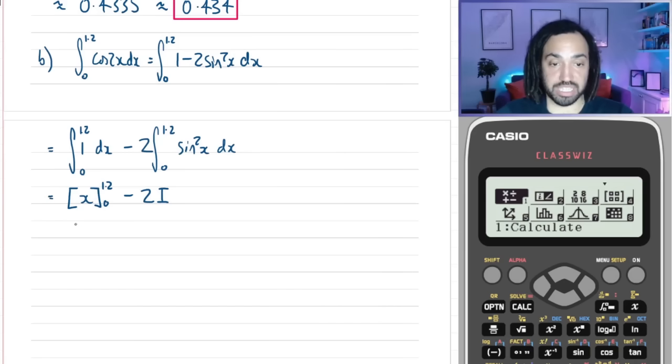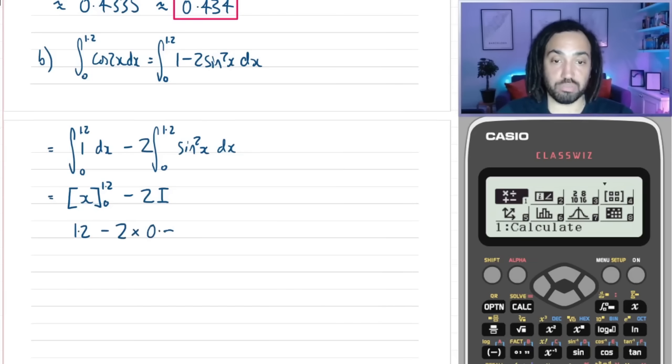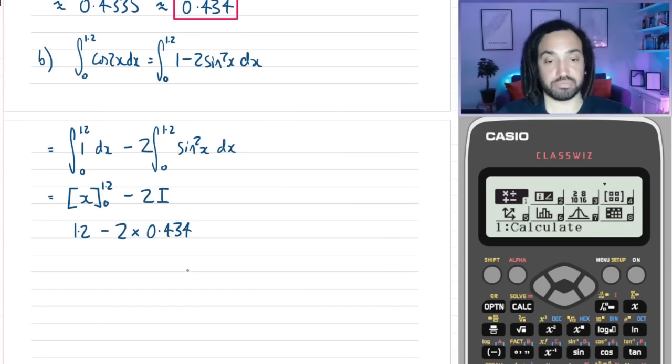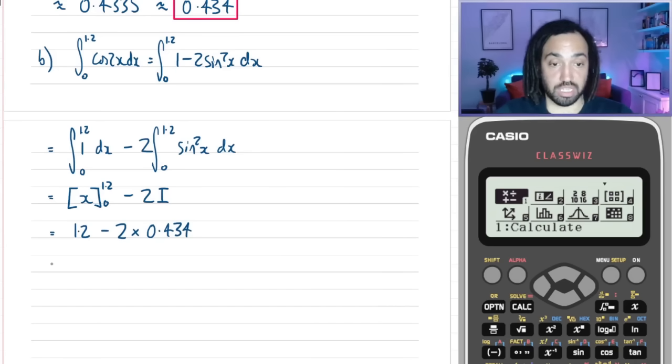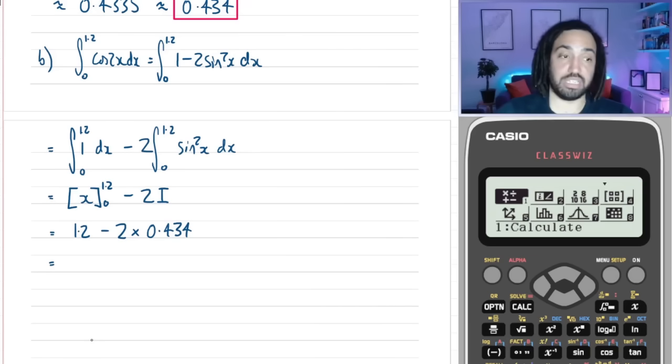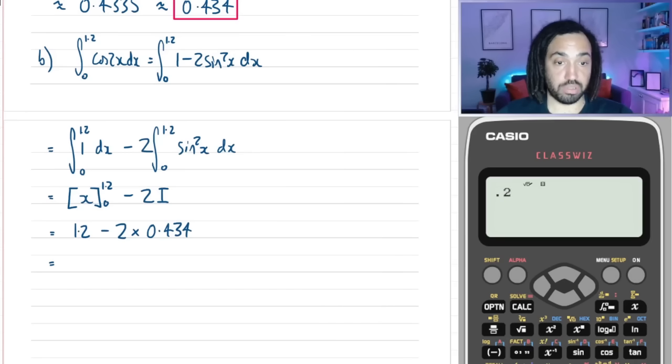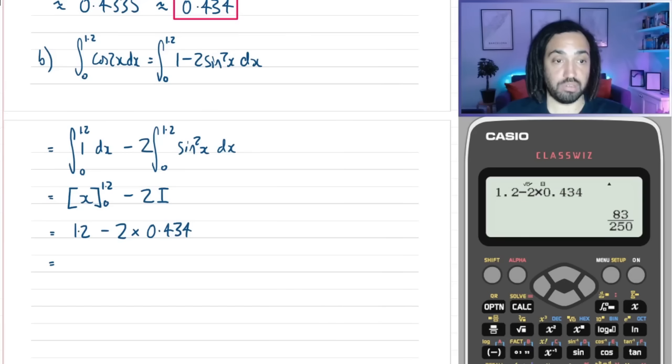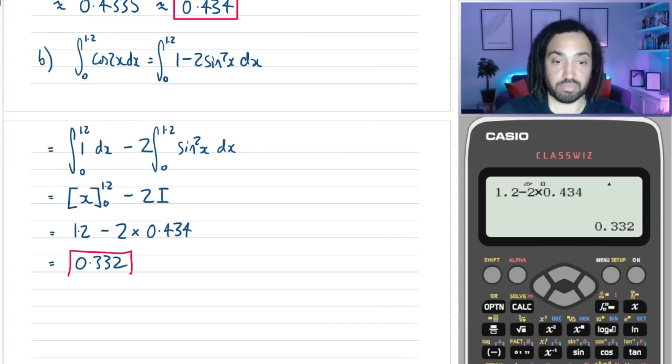So subbing this in, this is just going to give us 1.2, and then when we sub in 0, it's just going to give us 0. And then we're minusing 2 lots of I, which we said was 0.434. Great. So just do that on our calculator. We're going to get 1.2 minus 2 times 0.434, and that's going to come out as 0.332.